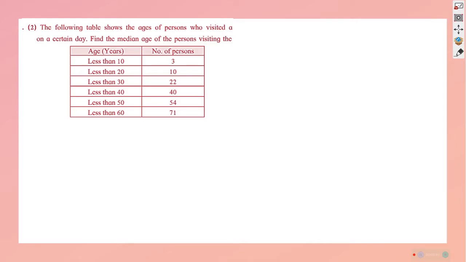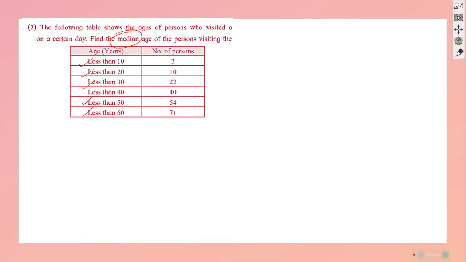There can be many different situations where you will be asked to look at the following table, and the ages of persons who visited on a certain day, the median age of the persons visiting. Here this is about people who visit a museum, something like that, and this is the age of the people who are visiting the museum, and the question is find the median age of the persons visiting. So in this case, we know that less than 10 years 3 persons visit per day, 20 years 10, 30 years 22, and 40 years 40 people visit, 50, 54, 60, 71.